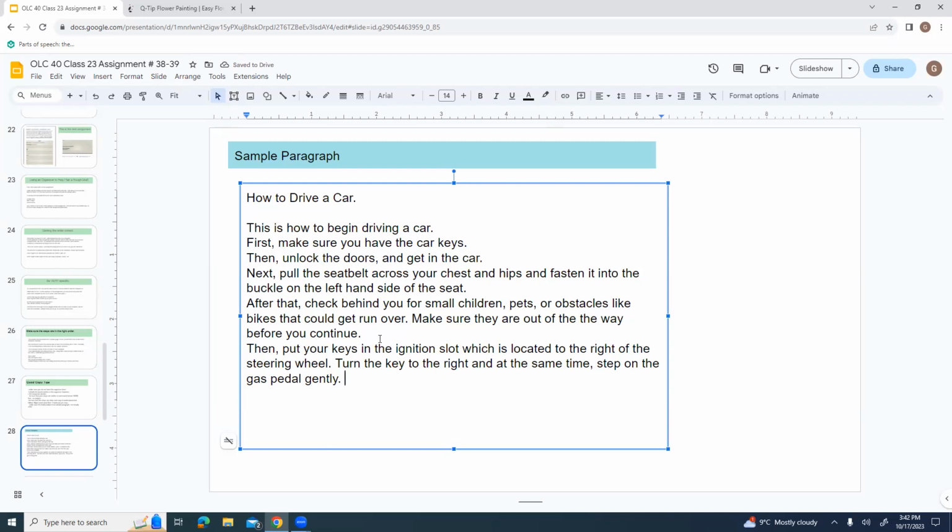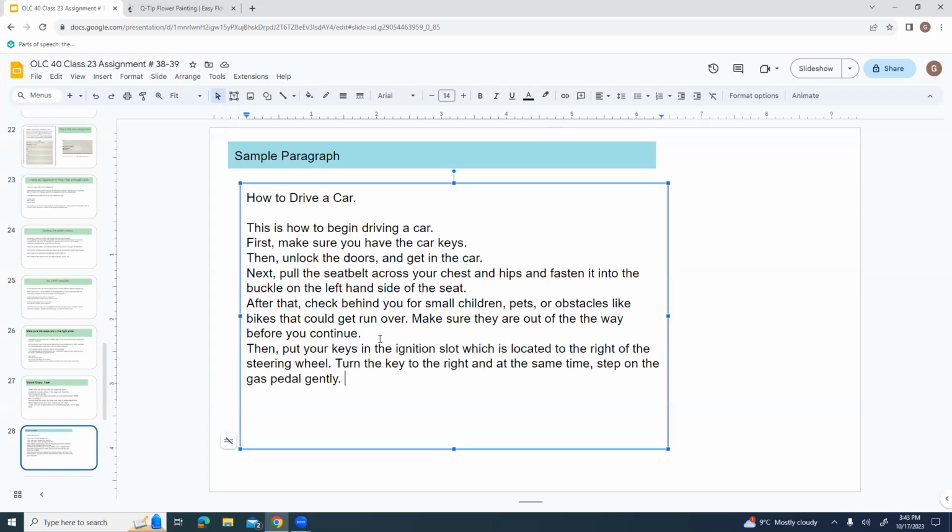Okay. So I'm going to pause right there. What do you see as the problem in that sentence? Because there is definitely a problem. I'm going to read it back over, and you guys think for a second about what's wrong with this. Then put your keys in the ignition slot, which is located to the right of the steering wheel. Turn the key to the right, that's fine. And at the same time, step on the gas pedal gently. Okay, so what's the problem? There's two pedals. If you're driving an automatic, there's three pedals, right? There's your gas, there's your brake, and there's your clutch. How do they know which pedal to step on?